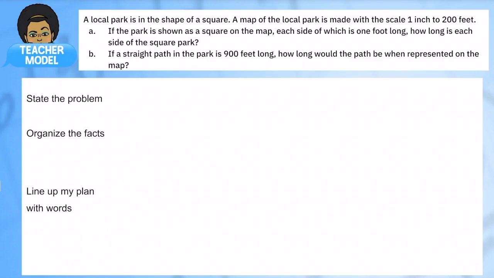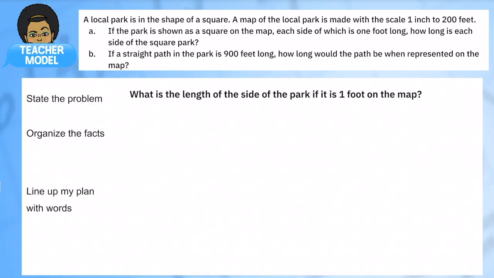And second part. If a straight path in the park is 900 feet long, how long would the path be when represented on that map? They're asking us two things. One, what is the length of the side of the park if it is 1 foot on the map?